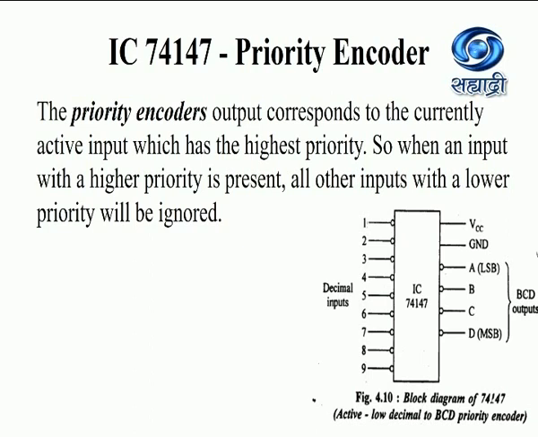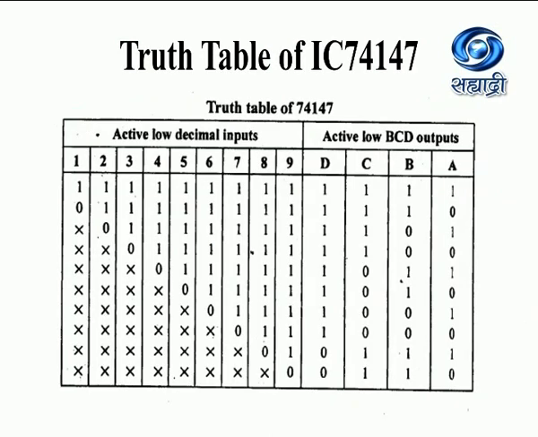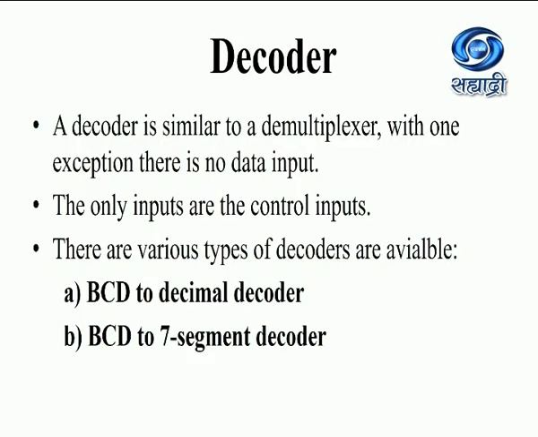Because the output of this priority encoder corresponds to the currently active input which has the highest priority. So when an input with a higher priority is present, all other inputs with a lower priority will be ignored. So this is the IC number. It has active low decimal inputs, and we have BCD outputs A, B, C, D. This is the truth table of IC 74147 priority encoder.